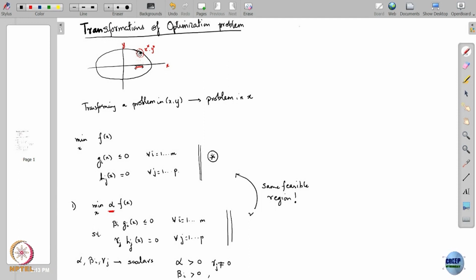All right, let's look at another problem. Consider a problem that looks like this. Minimizing a function f of phi of z, subject to the constraint g_i of phi of z less than or equal to 0. The decision variable is z, sorry, and h_j of phi of z equal to 0.